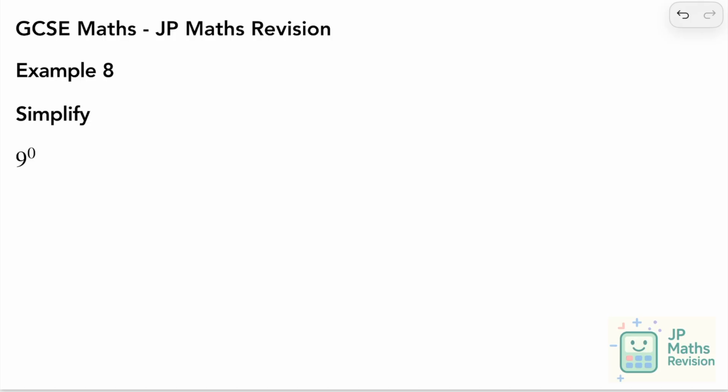Another example, so simplify 9 to the power of 0. This one's easy, 1 mark, you should not lose this mark. 9 to the power of 0 is always going to be 1.